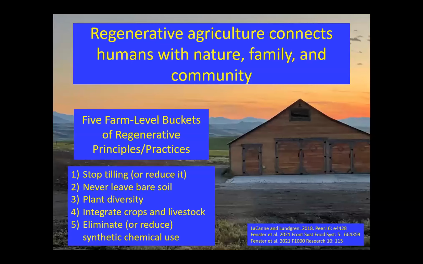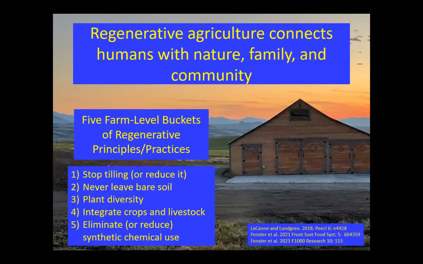What is this thing called regenerative agriculture? You know, I think at its basis level, what regen ag does is it connects humans back with nature, family, and community. And it does that in practical ways, okay? And what we have found is that across farms around the globe, these practices end up fitting into different buckets.